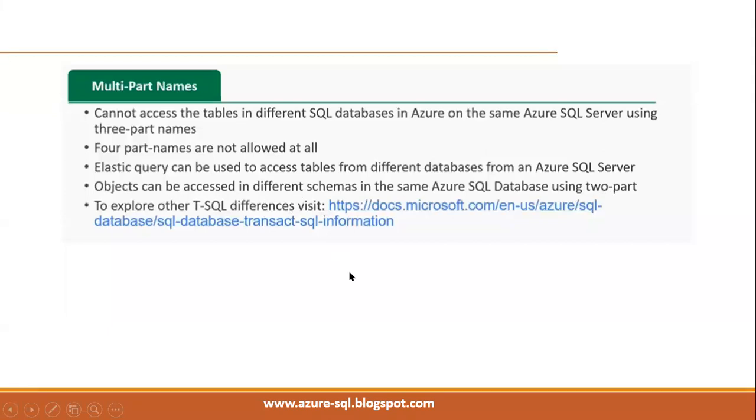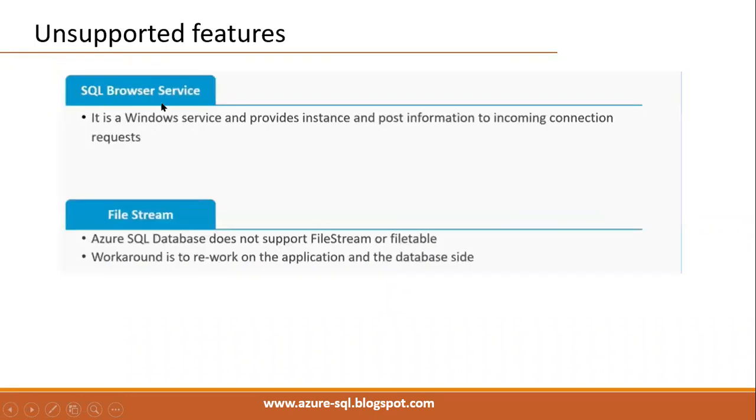Why? Because we can't access across databases here. We can't run a query which fetches some data from one database and some data from another. Why? Because it is not a server-level service, it is a DB-level service. That's why only 2-part names are accepted here. Browser service is not there here. FILESTREAM: Azure SQL database does not support FILESTREAM.